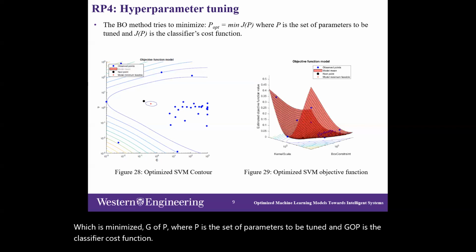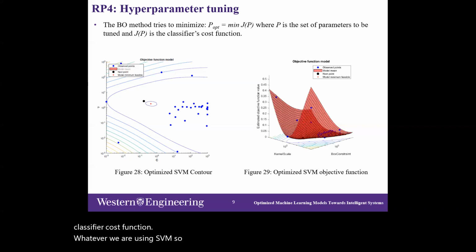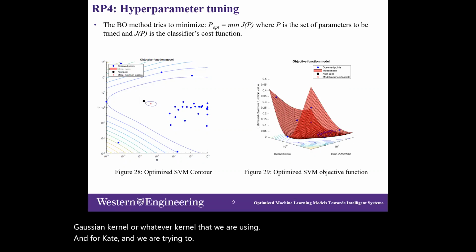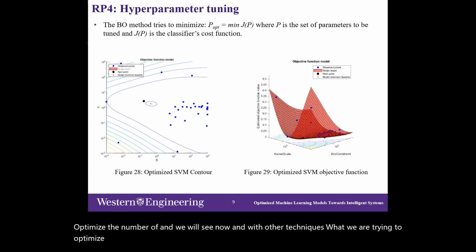Whatever we are using, SVM, the J of P is to minimize, or to tune, the parameters of the cost function of SVM, whatever kernel we are using, linear kernel or Gaussian kernel. And for KNN, we are trying to optimize the number of neighbors, and we will see now, with other techniques, which parameters we are trying to optimize. So here, optimize SVM contour.